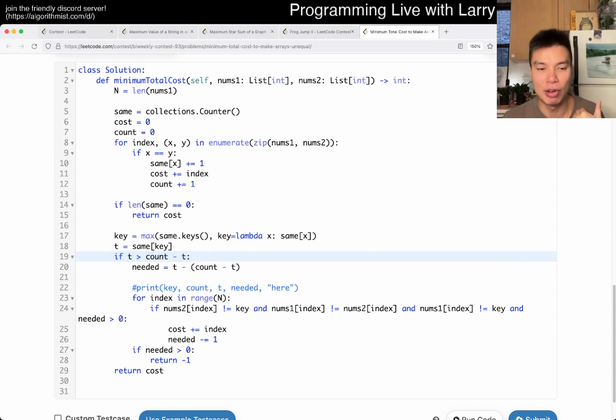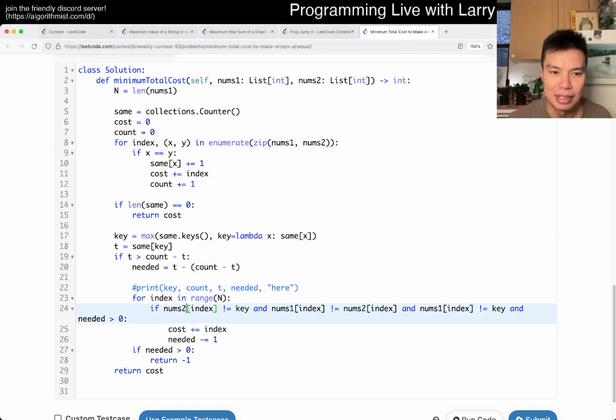But if the number is bigger than half, which I wrote in an awkward way, then I have to go through the array one more time. This is how many we need to swap out, because the other ones will match with the other ones in some way, but then we need to swap them out. And here, this is basically, can we swap this, right? If the index is not key, I wrote it in an awkward way.